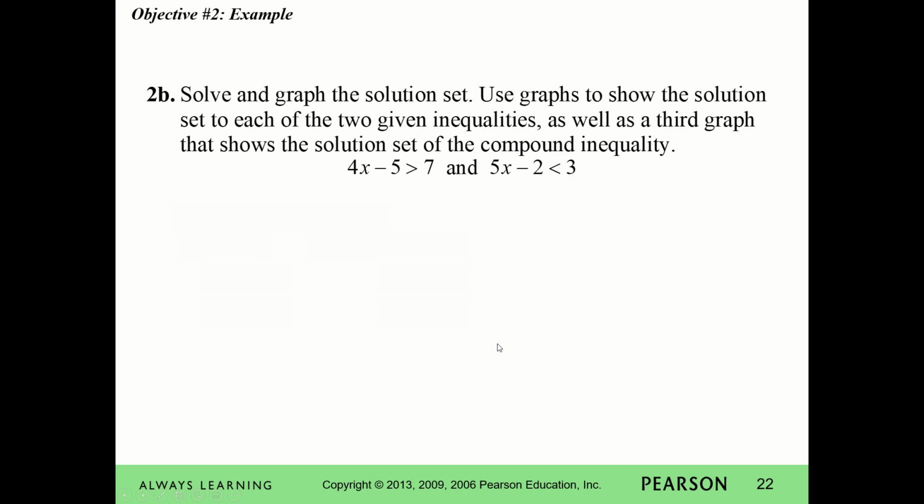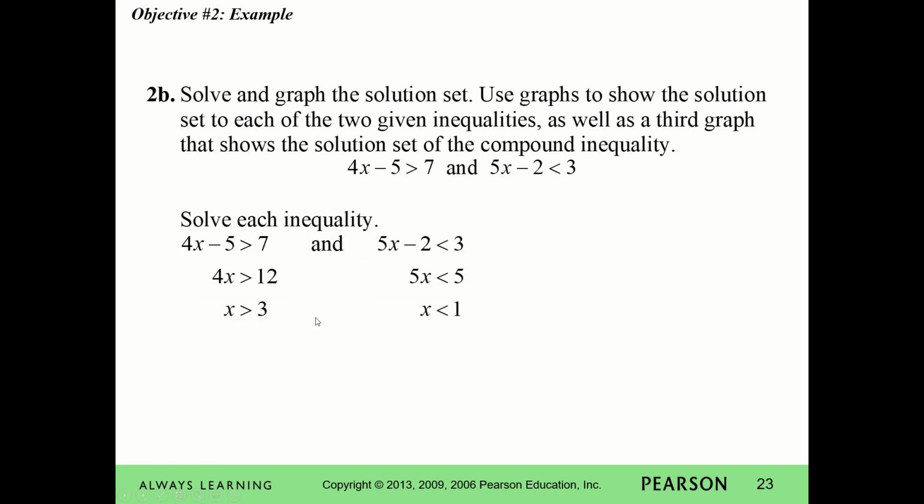Let's try this one. Let's see what happens. We have 4x minus 5 is greater than 7 and 5x minus 2 is less than 3. Solve each of them. We're going to solve the one on the left by adding 5, then dividing by 4, so it says x is greater than 3. Then over here, we're going to add 2, divide by 5, so it says that x is less than 1.